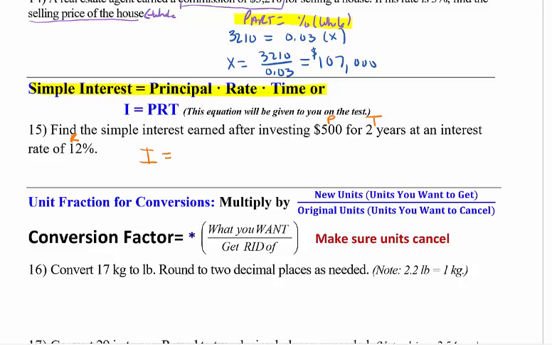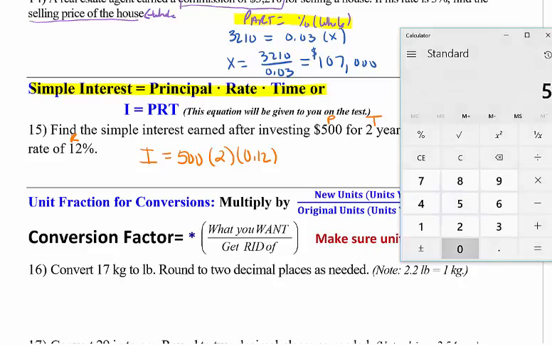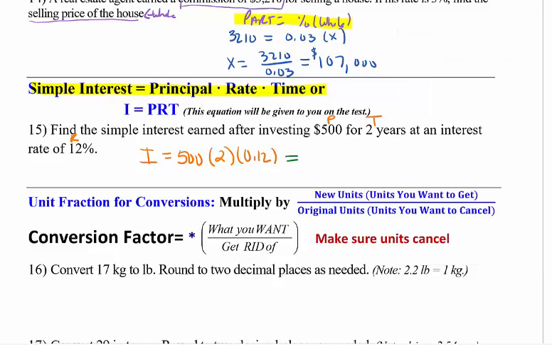So interest equals 500 times 2. And notice I did put them in a different order, but it's multiplication. Multiplication is commutative. I can do it in either order. So I'm going to take my calculator, 500 times 2 times 0.12, and it wouldn't have mattered if you'd have done it in a different order, equals $120. So the simple interest earned after 2 years would be $120.